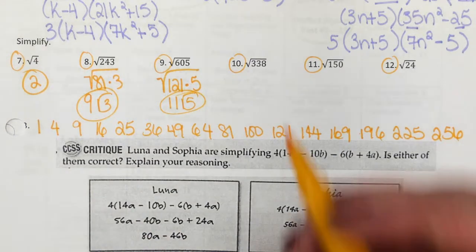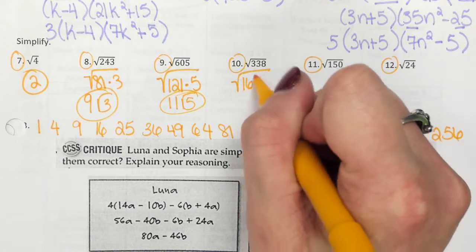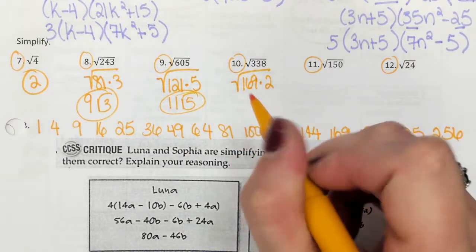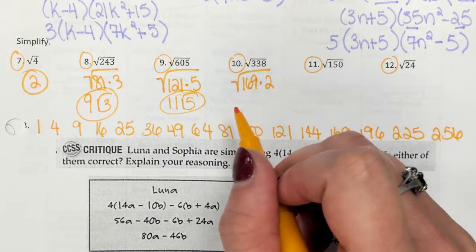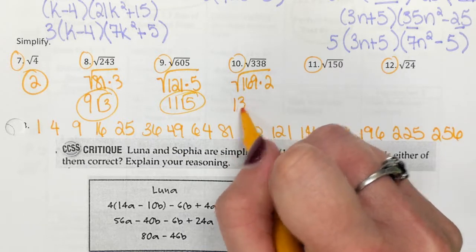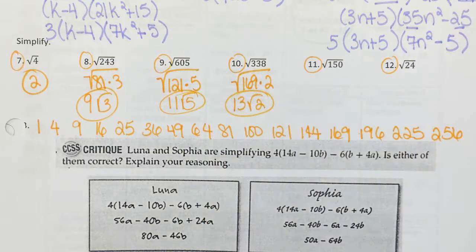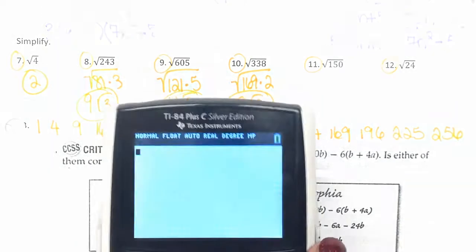Very good, Thomas. So 169 times 2. And what does 169 come out as? Go. 13 square root of 2. Y'all okay? All right. 150 should be an easy one.